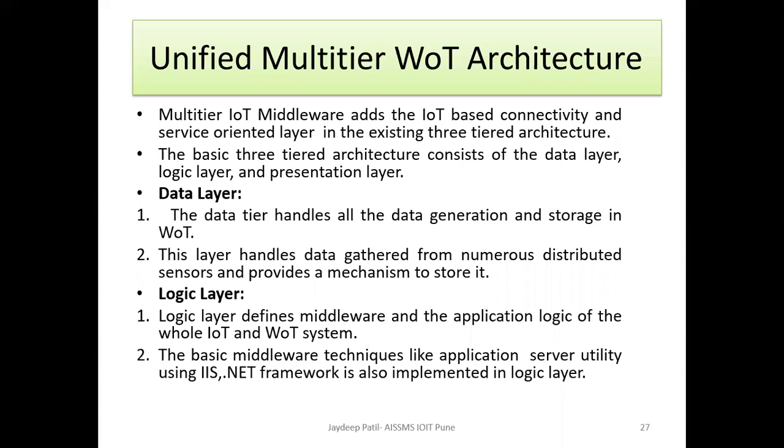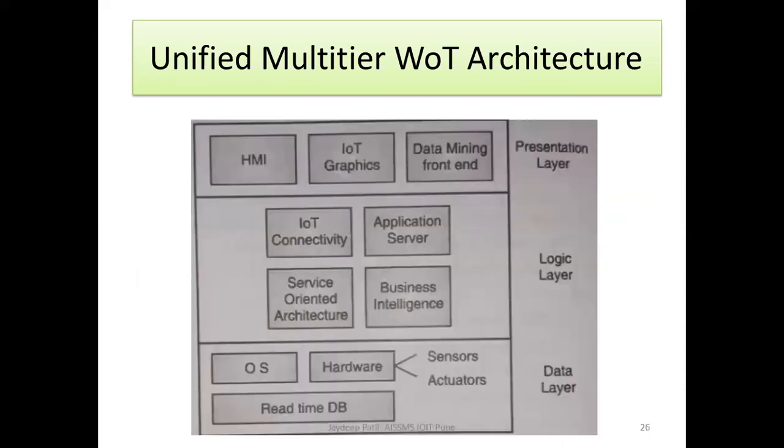This is the second layer, the middleware of this architecture, and the last layer is the presentation layer, or we can say the user interface. This presentation layer consists of HMI, that is human machine interaction, IoT graphics, data mining, and front end. The presentation layer defines the user interface of the WOT to the outside world. That means this is the GUI, or a front end in short.